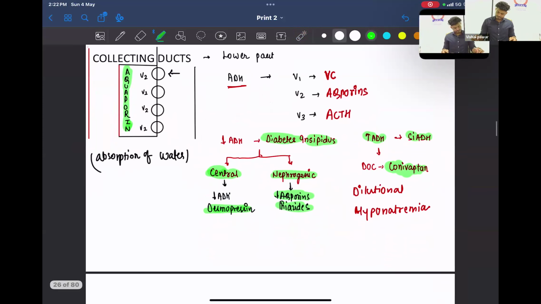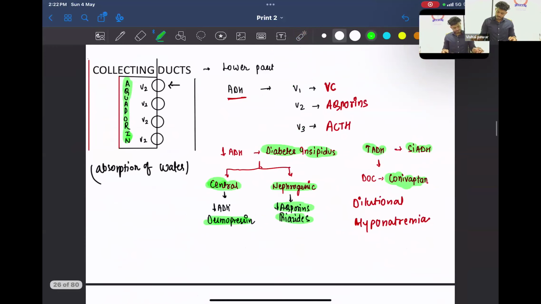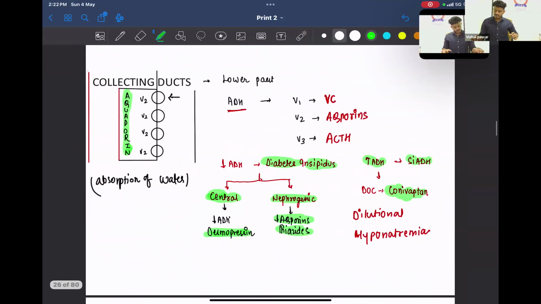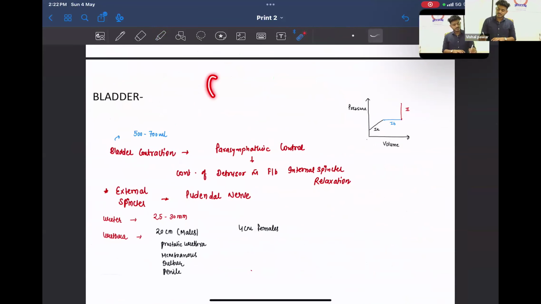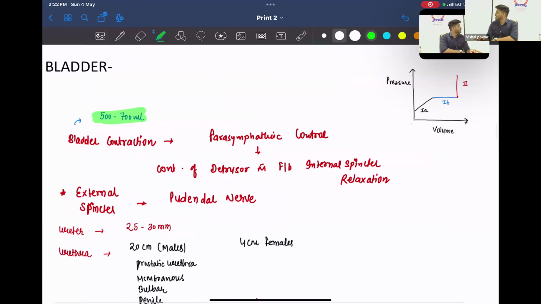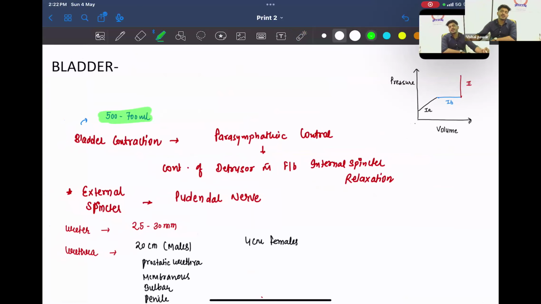Okay. So these are going to be the steps. Now comes the bladder part. So what is going to happen when this urine is formed? This complete urine is going to come and store in the bladder. What is the capacity of your bladder? 500 to 700. 700 is the maximum capacity in some people, right?